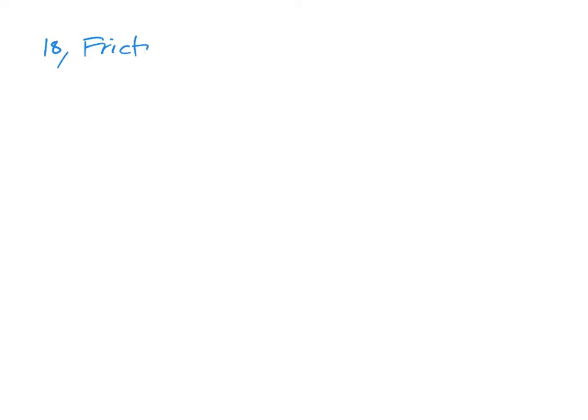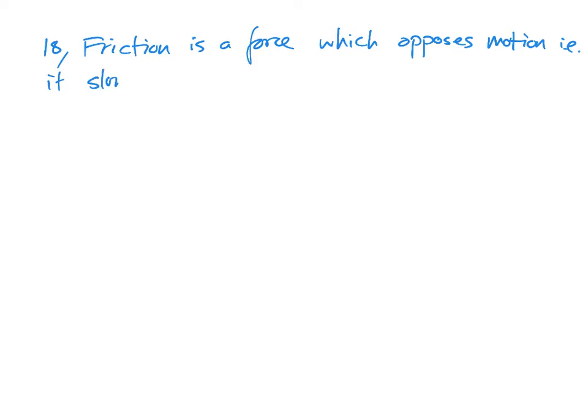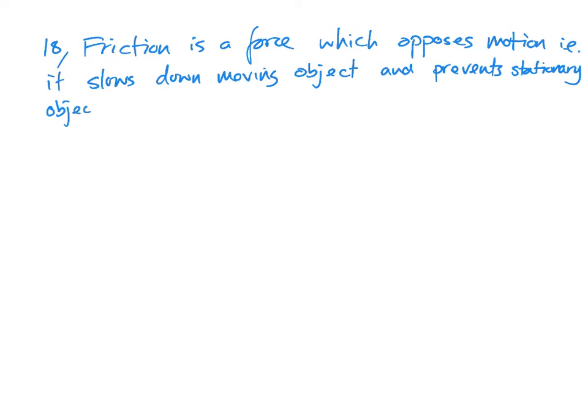Friction is a force, and the phrase that we usually use to describe it is opposing motion. What that actually means then, it slows down moving objects. So it applies a force in the opposite direction to the direction they're moving. But the other aspect of it is it tries to prevent stationary objects from moving.